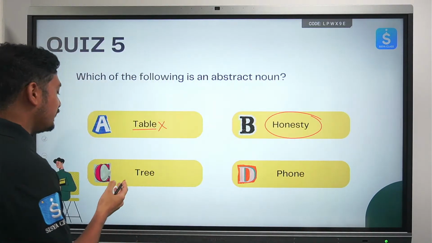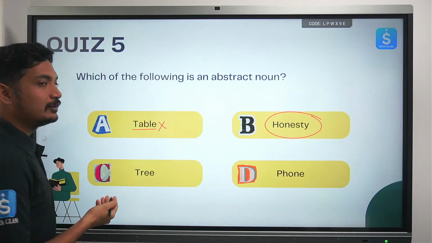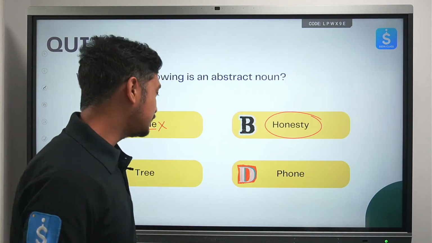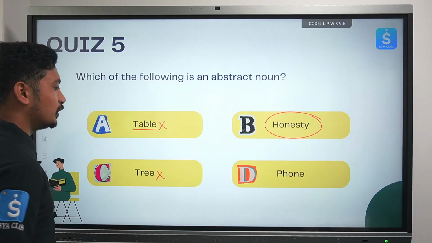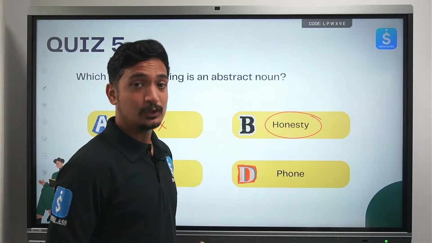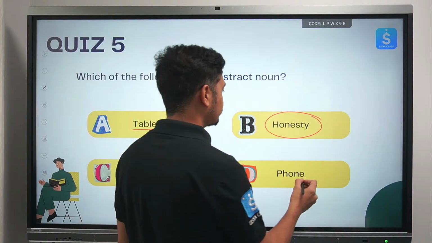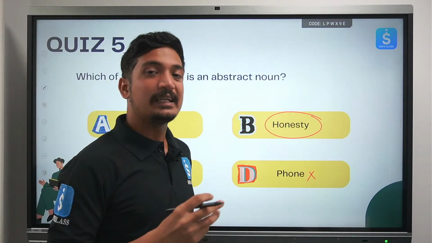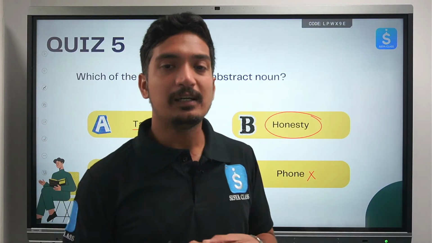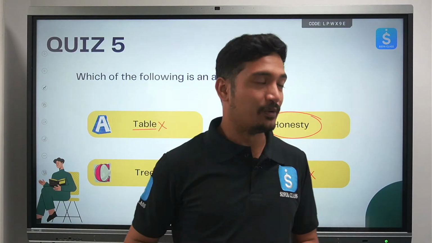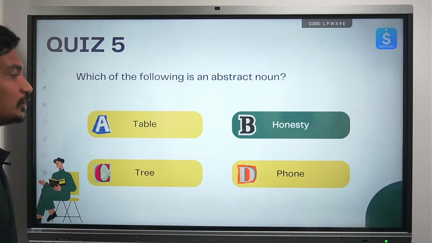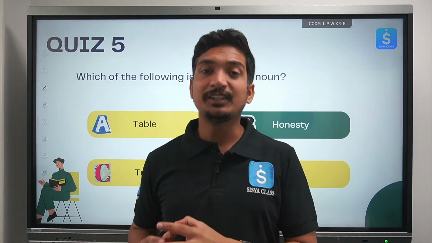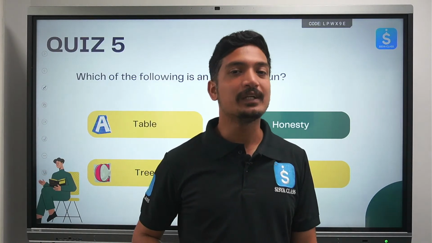Tree you can see, you can touch, and some part of the tree can be eaten also, so we can taste it too. So again, tree is not an example. Phone also has a physical form, so this is also not. So honesty is the only option left which is an abstract noun. I hope this is clear to all of you, right? So yes, the correct option is honesty. By the way, in honesty the H is silent.